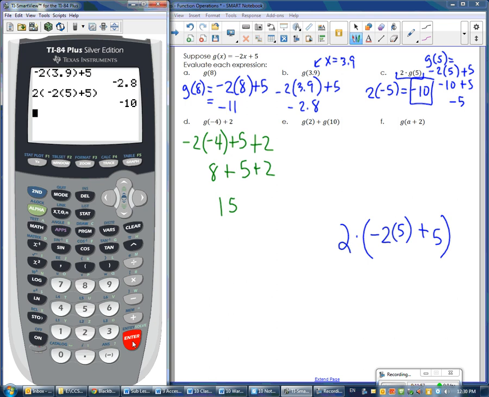Letter E, now we're looking at g of 2 plus g of 10. You can evaluate them separately if you want. So for example, I can say, well, g of 2 is just going to be negative 2 times 2 plus 5. And that's going to be negative 4 plus 5, which is just 1.